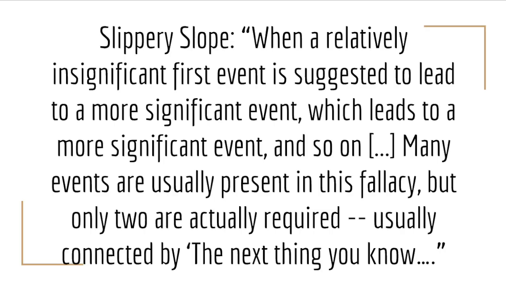And slippery slope, which I think is probably the funniest, probably the easiest to identify. A relatively insignificant first event is suggested to lead to a more significant event, which leads to a more significant event, and so on and so on. There are usually a lot of different events in this fallacy, and it usually is connected with something like the next thing you know, right?